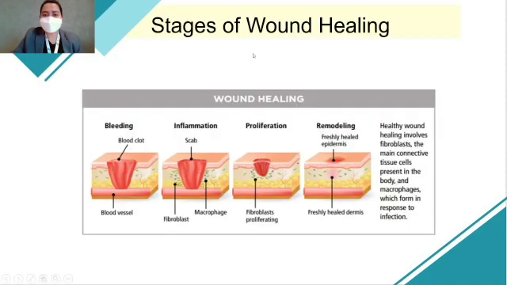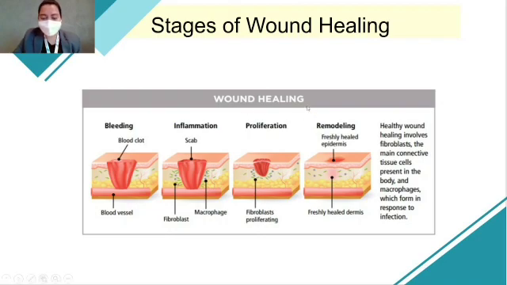So let us proceed to the stages of wound healing. First is hemostasis or bleeding, then the inflammatory phase, the proliferation, and the remodeling. Hemostasis occurs within seconds or minutes after you suffer a wound. During this phase, your body will activate the emergency repair system to form a dam to prevent any blood loss. For the inflammatory phase, the most commonly seen during this stage of wound healing are redness, heat, pain, and swelling.